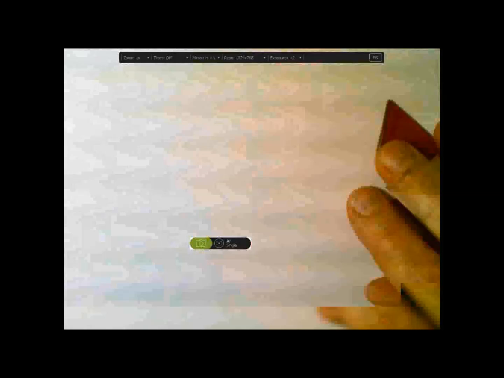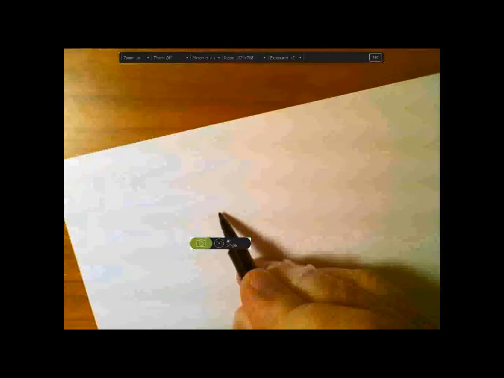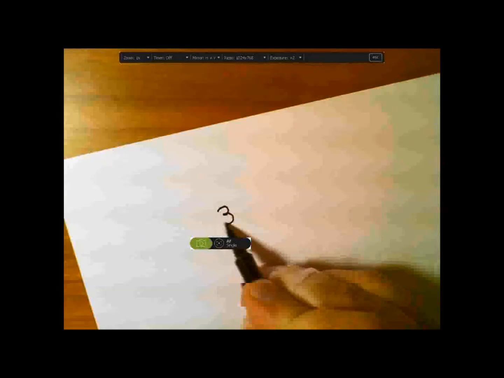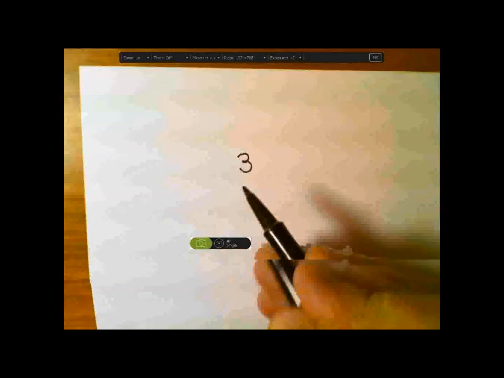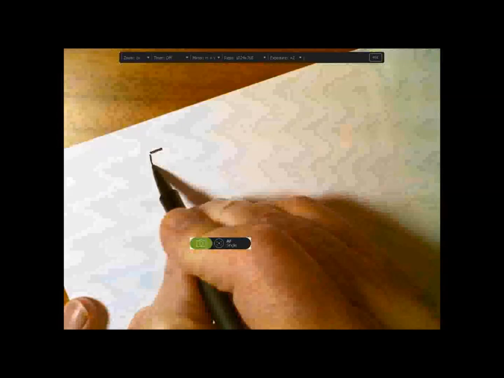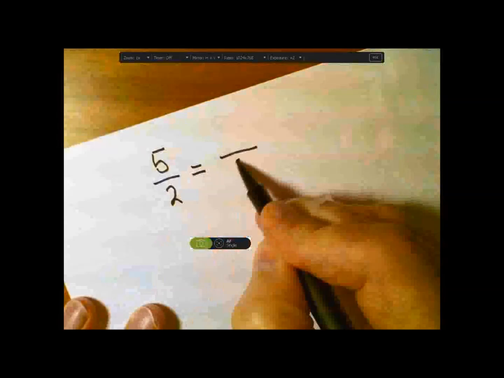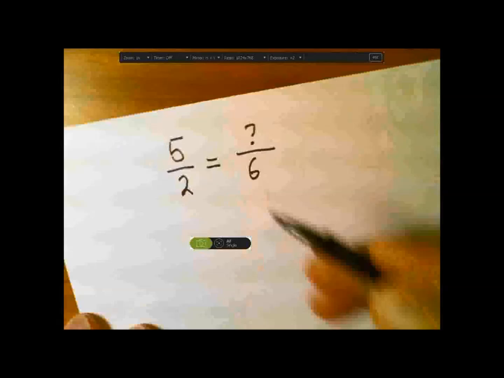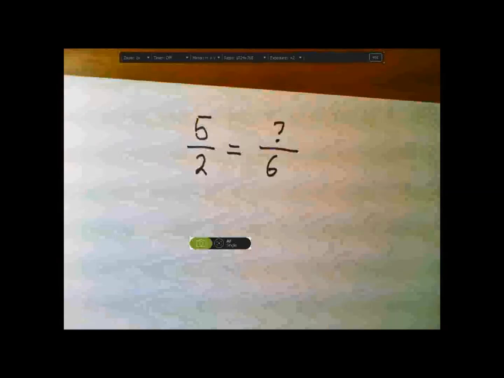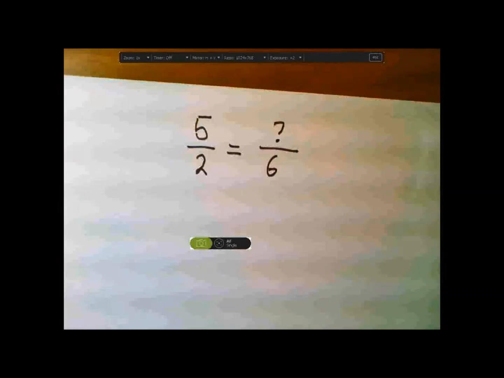Okay, we need to do another one. I would like everyone to do this at their seats, okay? This time I have 5 halves, and I want to know how many 6ths they are, okay? And I want you to figure it out by using your fractional blocks. I'll give you about a minute to do that, please, before we discuss it.